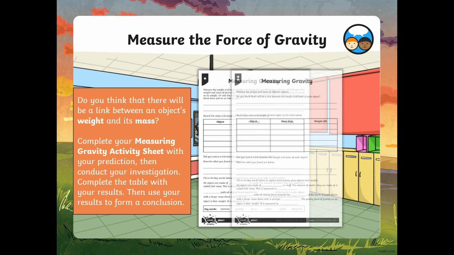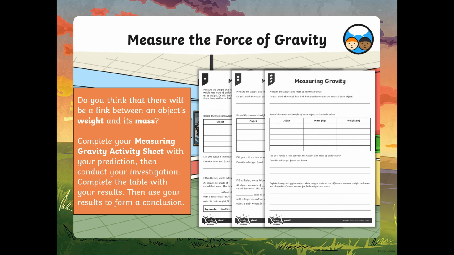There is a sheet here. Now this sheet is not going to work perfectly because again, we can't measure the weight. So what I would like you to do is find the table here, and I want you to create your own table where you have an object in one column, the mass in the other one, and leave space for a weight column, but don't fill it in now.